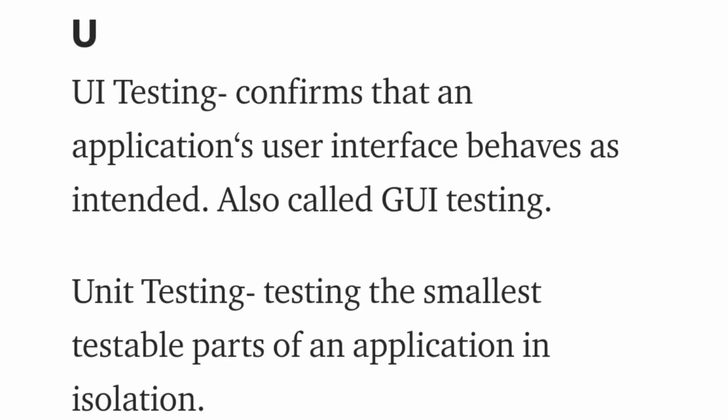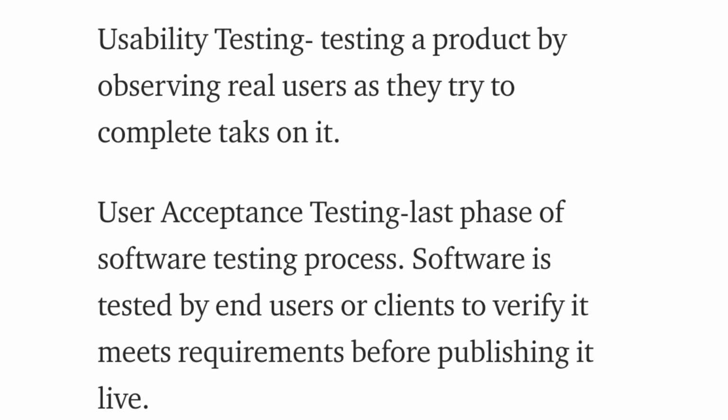UI testing, confirms that an application's user interface behaves as intended, also called GUI testing. Unit testing, testing the smallest testable parts of an application in isolation. Usability testing. Testing a product by observing real users as they try to complete tasks on it. User acceptance testing. The last phase of software testing process. Software is tested by end users or clients to verify it meets requirements before pushing it live.